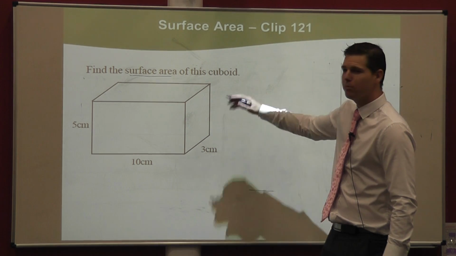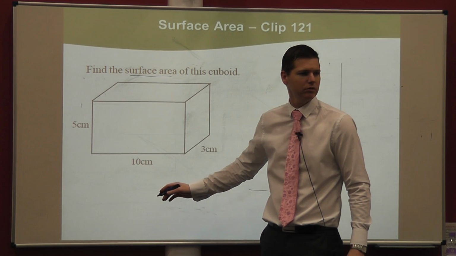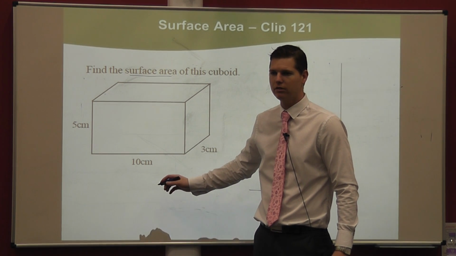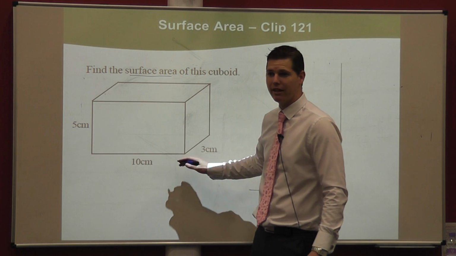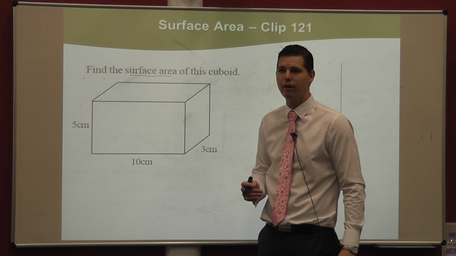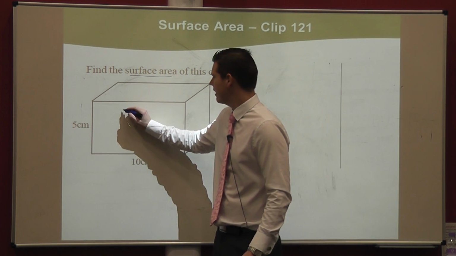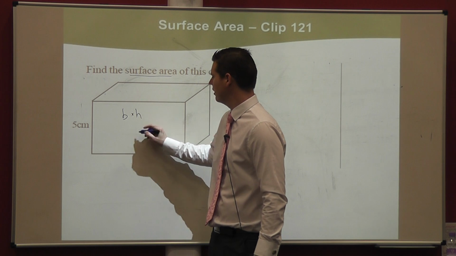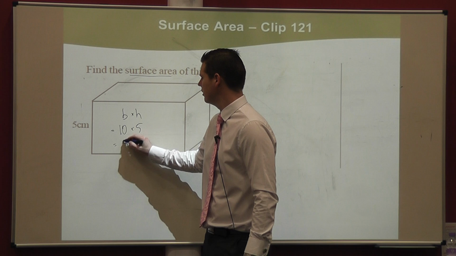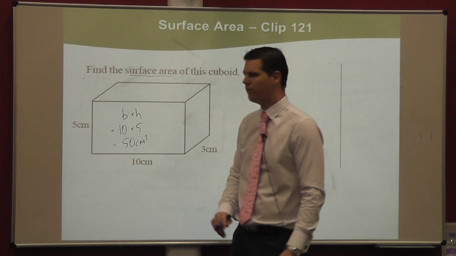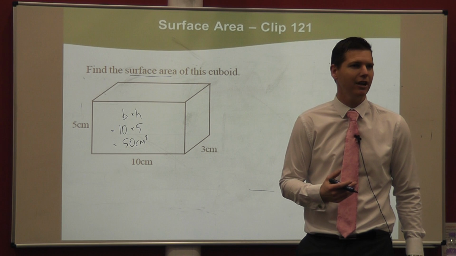Right, so on this particular one it's easy. What's the area of a rectangle? What's the formula of a rectangle? Base times height. In this case it's 10 times 5, which is 50 centimetres squared. What's a great property that I know about a cuboid, so save me having to do an extra calculation?